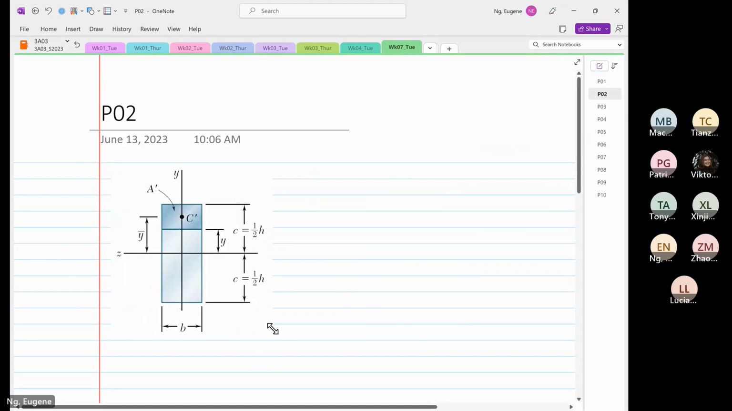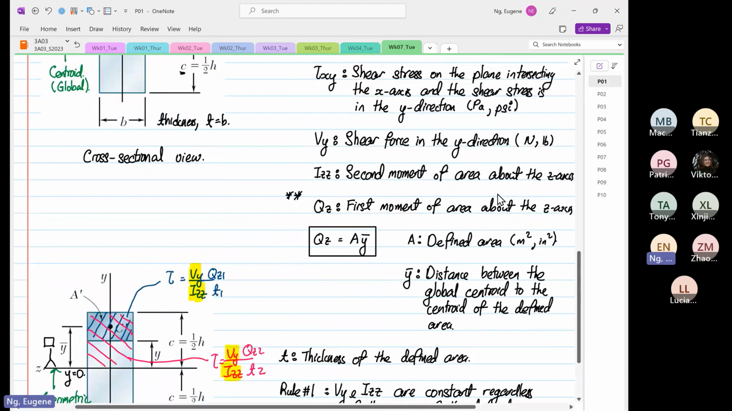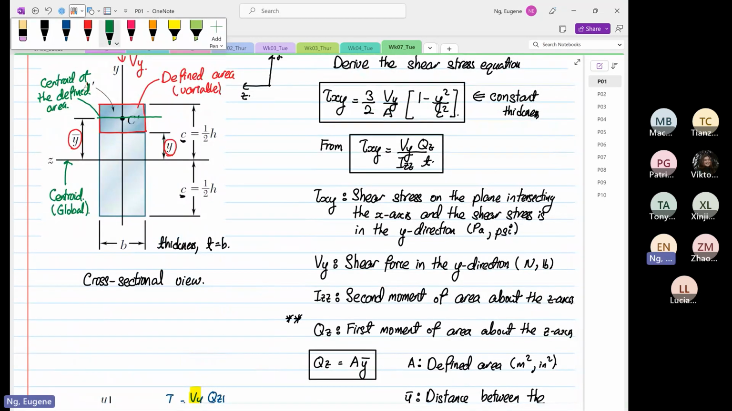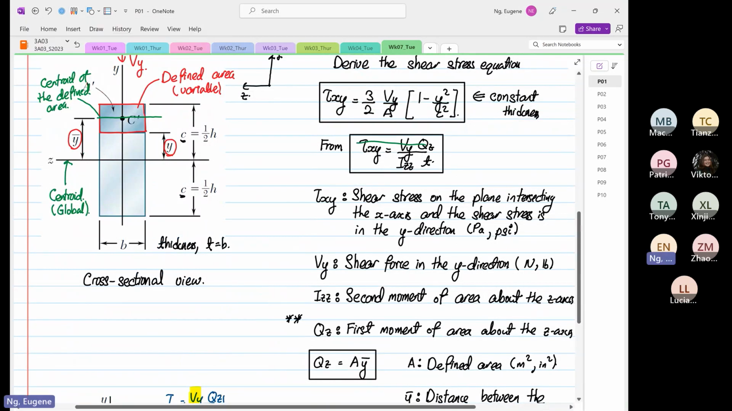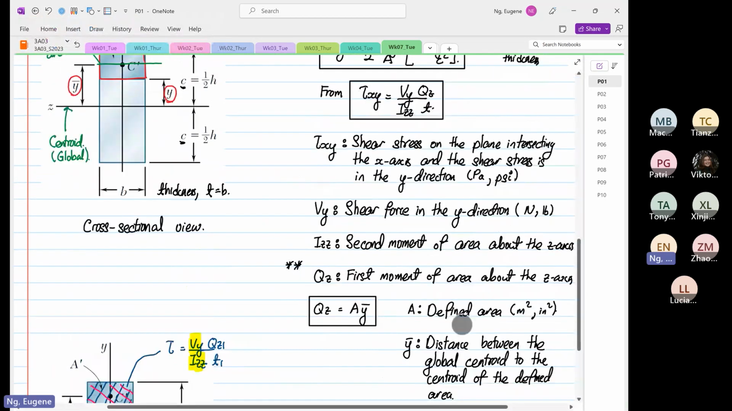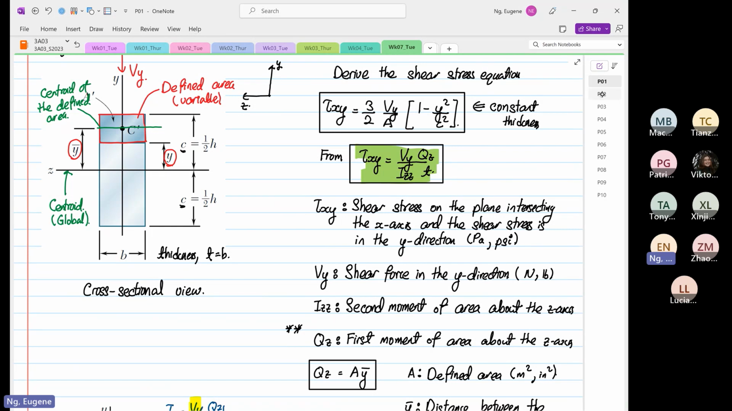So now we know, before we go on, let's look at this formula that I'm going to highlight. We already know Vy is constant, Izz is constant. Next, we're going to find what is Qz, or how to find Qz. So let's look at Qz.